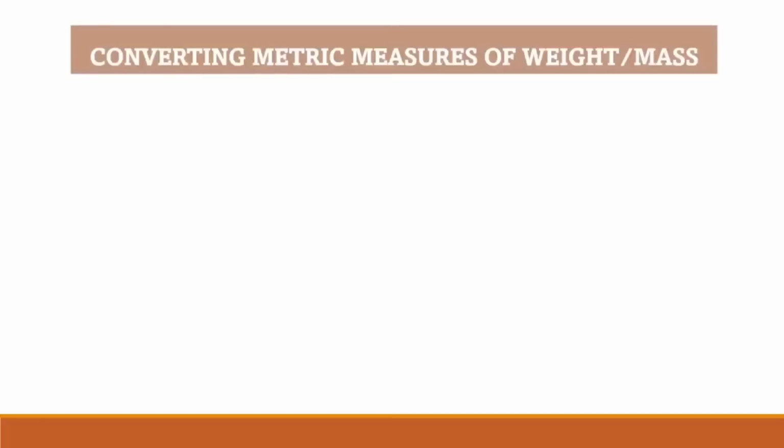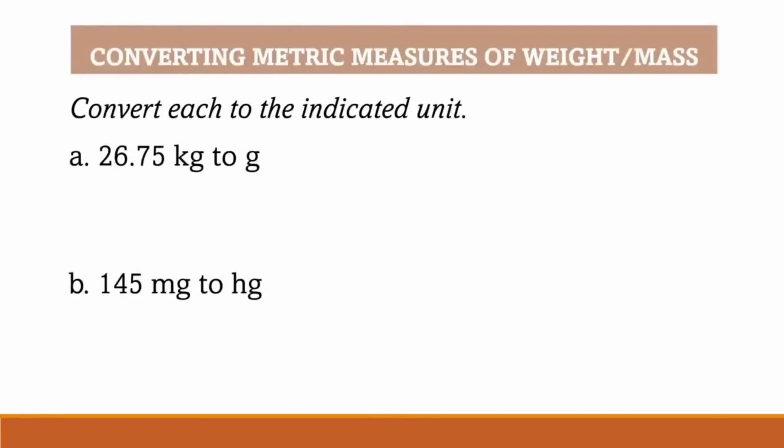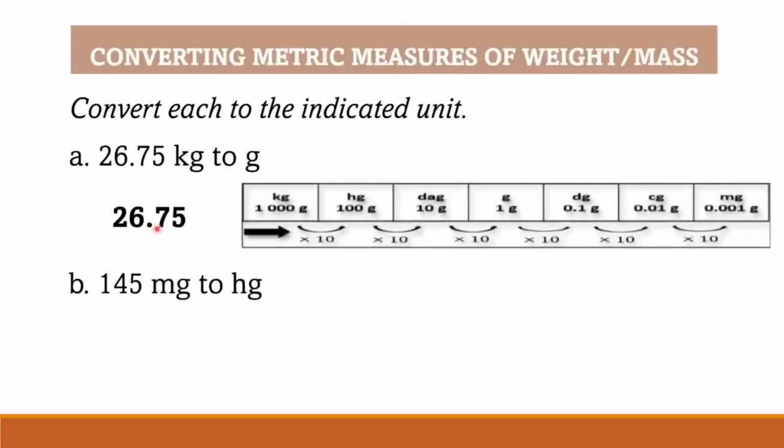Here are some examples on how to convert metric measures of weight or mass. For example A, we have to convert 26.75 kilograms to grams. So again, we write our given, which is 26.75. Our decimal point is between 6 and 7. So we just have to count the number of places from kilograms to grams.